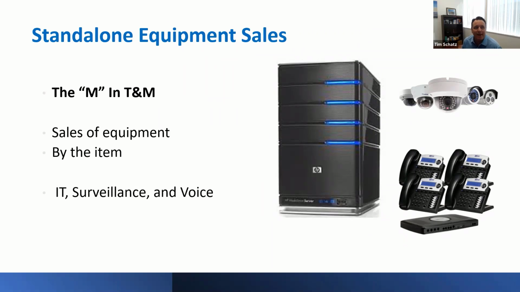This is a short topic. We wanted to talk about maximizing hourly rates and standalone equipment sales. The M, materials, in T&M is sales of equipment. It's sales by the item. It is not inclusive of labor.